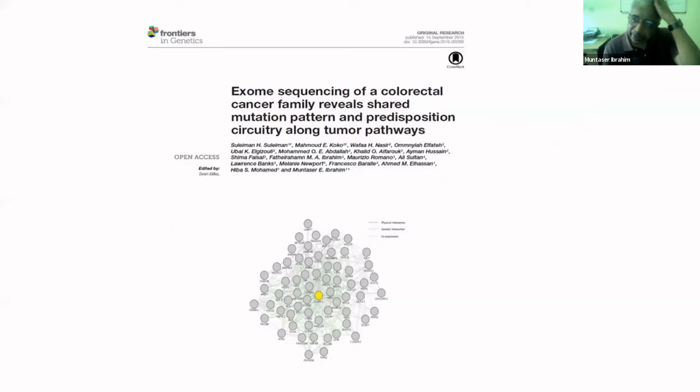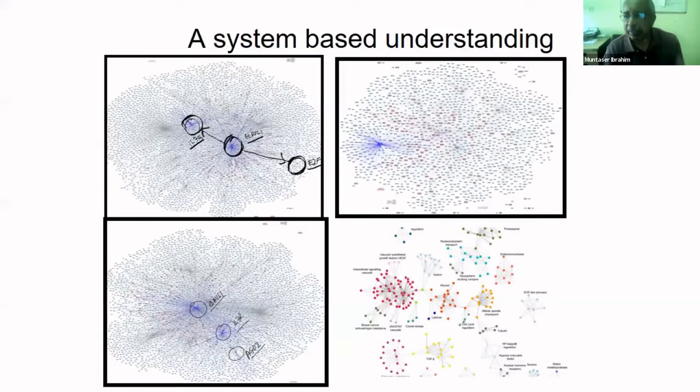We applied that immediately to an extended family with colorectal cancer, and that was published about 8 years ago. And the interesting finding about this family, first, is that the conventional tumor suppressors or other cancer genes are not the main driving force.